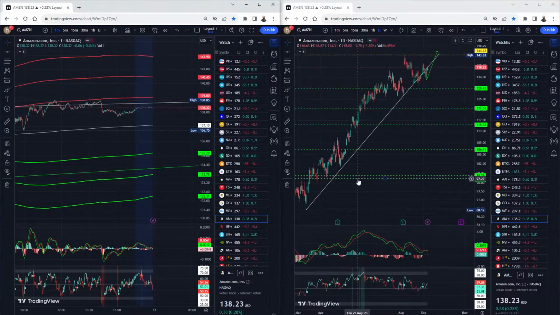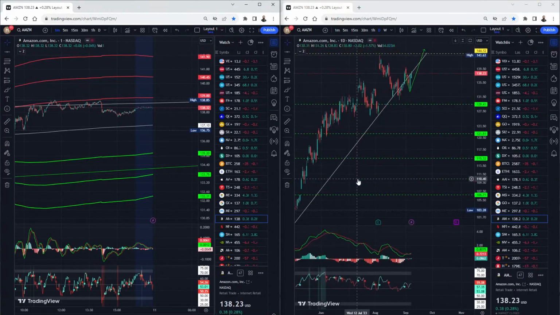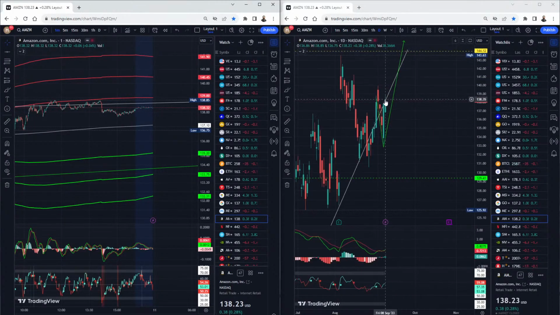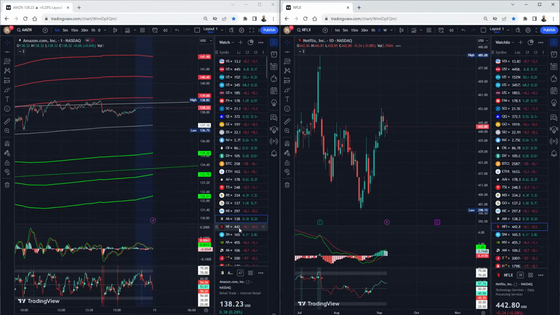Amazon looking good, 0.28% higher, and again trying its best to go above this trend line, closing right on this trend line. Actually, in short term, it does look like it wants to. It is near the sell zone. So if it goes below 135, 135 and below, look to buy.